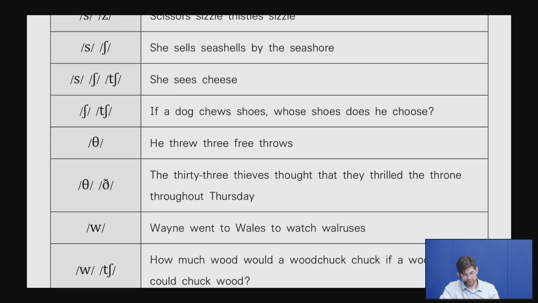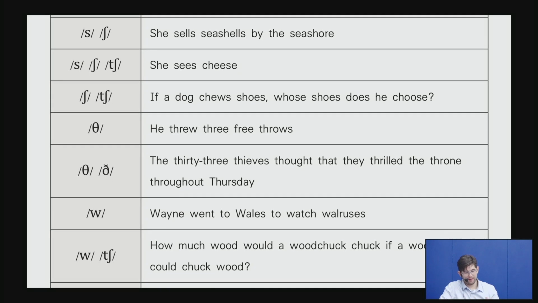Our next one, if a dog chews shoes, whose shoes does he choose? So really practicing our chews and oohs sounds. One more time. If a dog chews shoes, whose shoes does he choose? Good. Let's move on. He threw three free throws. One more time. He threw three free throws.